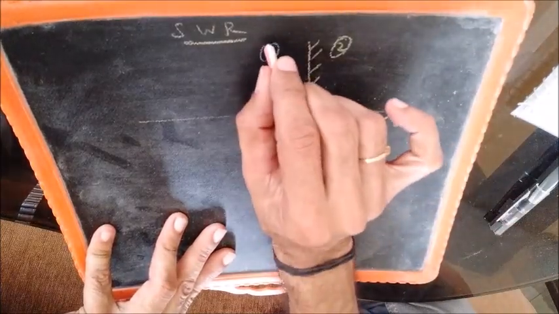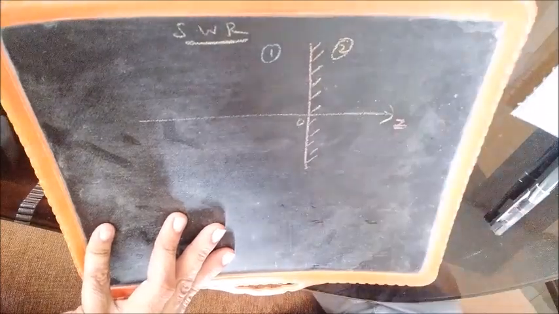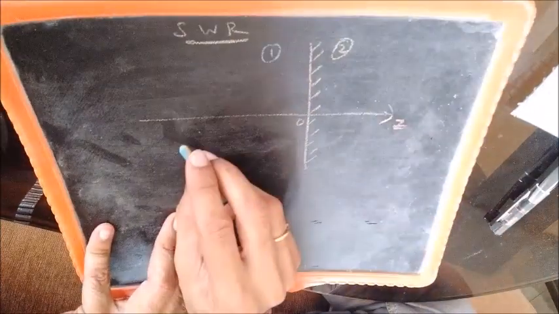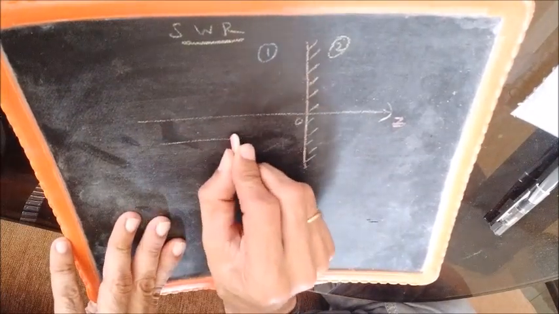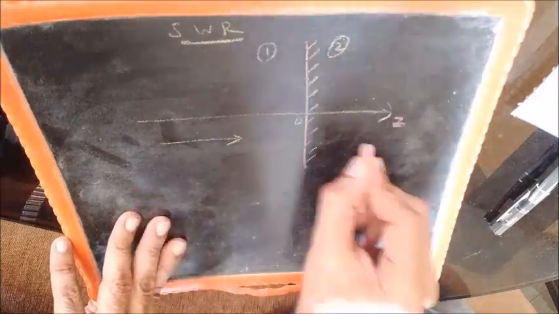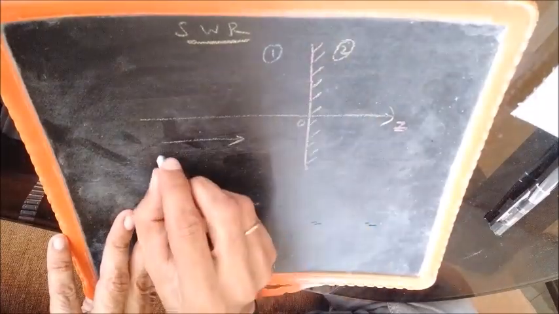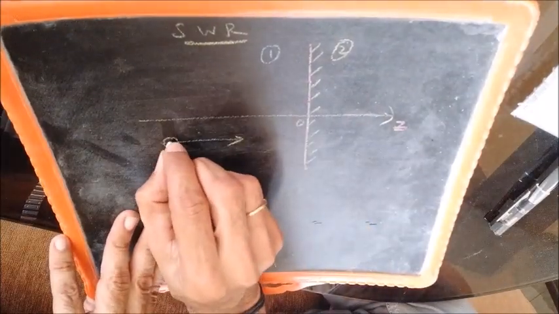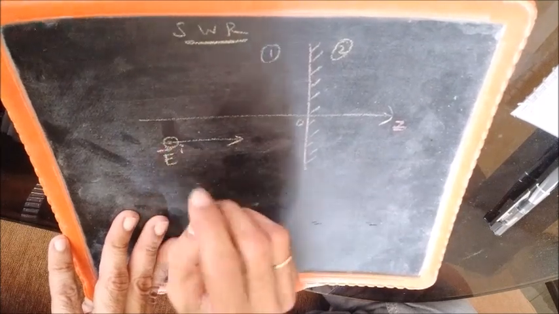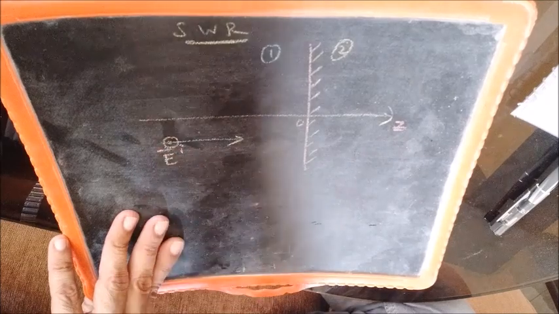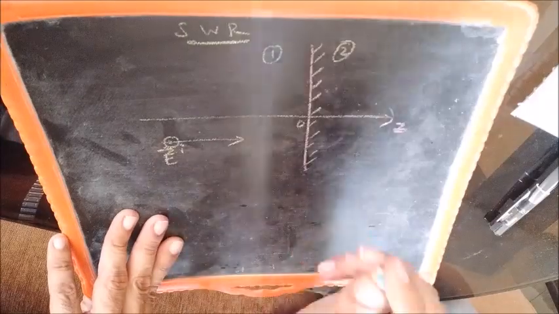Say region 1 is a dielectric and region 2 may or may not be a dielectric. Now let's say that a wave is incident from this side. An electromagnetic wave is incident from this side, propagating in the z direction. And let the electric field of the incident wave be in this direction, that is out of the board.